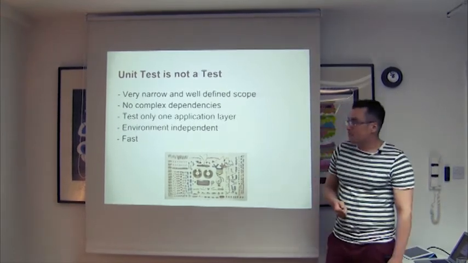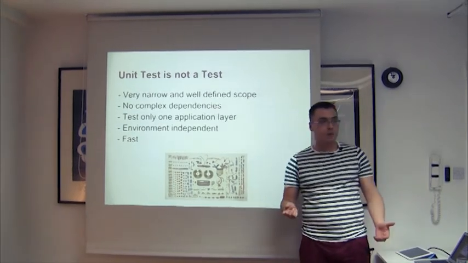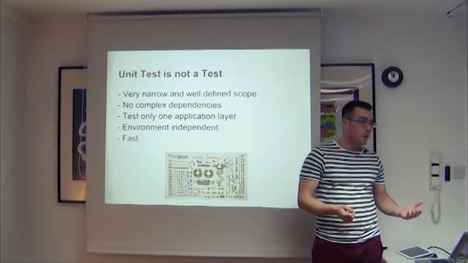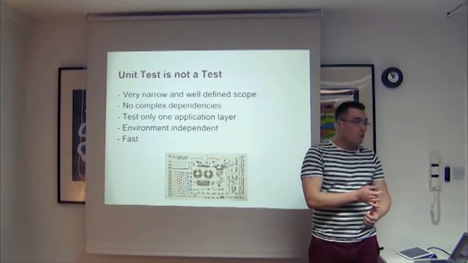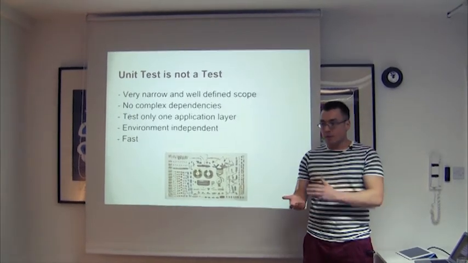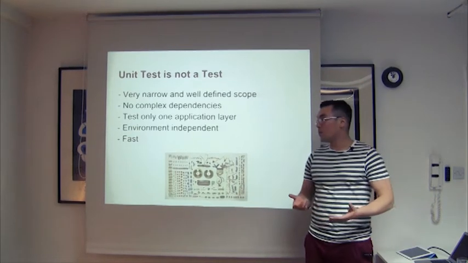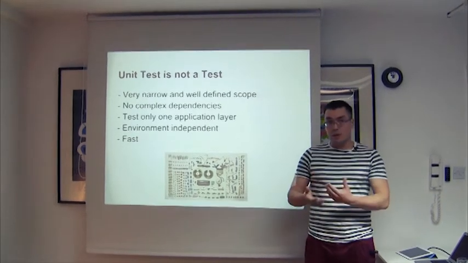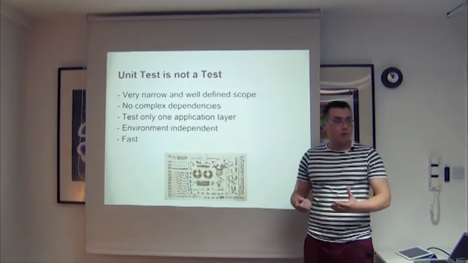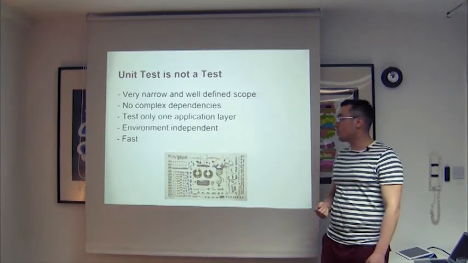Environment independent. The whole idea of unit testing is being able to run it everywhere by everybody. So you have to be able to run it on all development machines, staging, production, demo, whatever you name it. You have to be able to run it everywhere. This is quite important, because if you can't do it, then you break the whole point of unit testing, because you just can't check whether it's working or not.